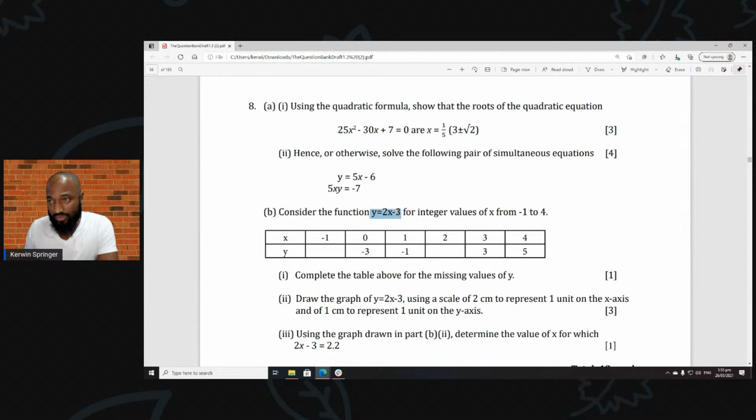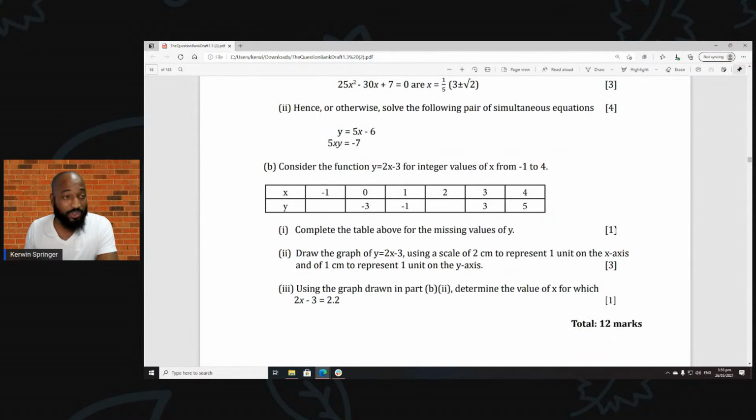Consider the function. We have this function, y is equal to 2x minus 3. We need to fill in the blanks. This is a form 1 thing. This is an easy thing. So you just need to plug in values here. Complete the table. That's why they're only going to give you 1 mark. So tell me in the chat if this is back to reality. If you understand how to do this, this should be easy for everybody.